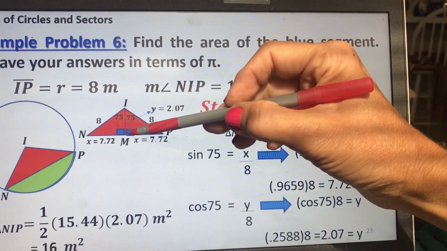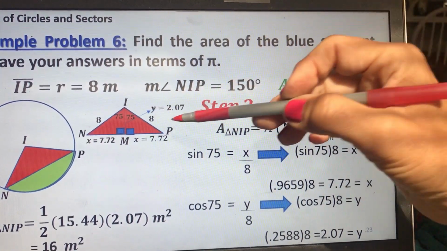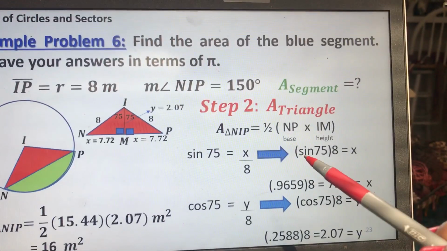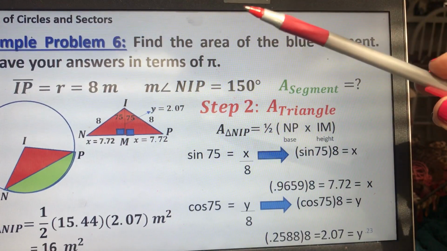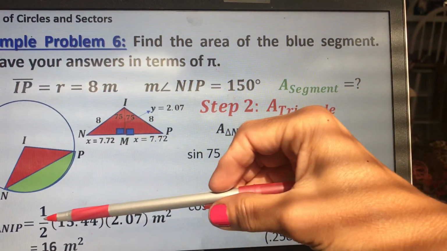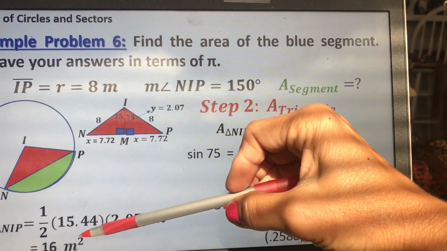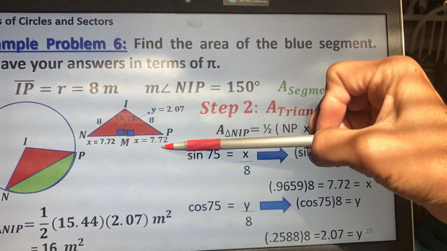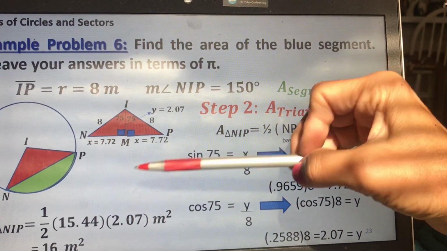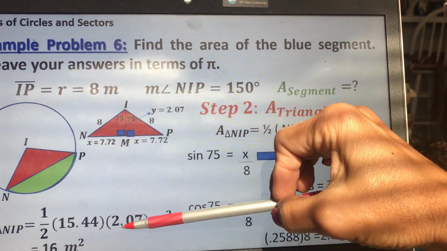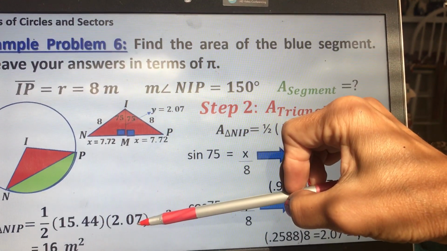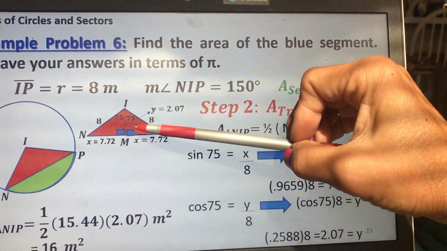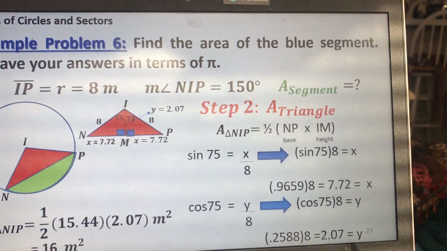Remember that this 2.07 represents the height, which here is represented by our variable y. Now, in order for us to find the area of the triangle, it's going to be equal to 1/2 times the base, which is 7.72 plus 7.72, or 7.72 times 2, which is 15.44, times the height, which is 2.07. That means that the area of triangle NIP is going to be equal to 16 square meters.